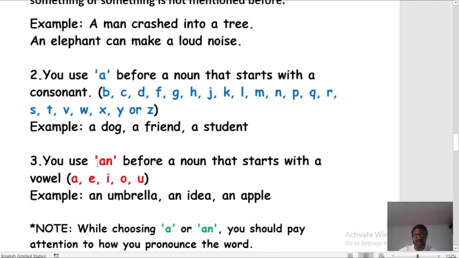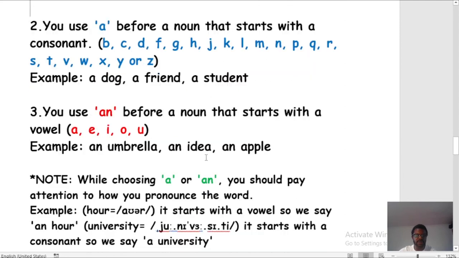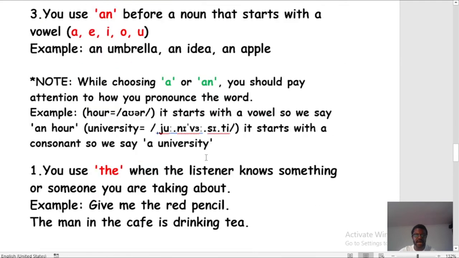You use an before a noun that starts with a vowel. And you know our vowels: A, E, I, O, U. Example, an umbrella, an idea, an apple. We use an because U is a vowel. Also, I, for idea, is a vowel. Also here you've got apple, which is also a vowel. Okay, here we've got an asterisk, so we have to take note of this.